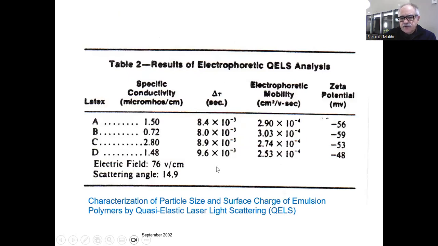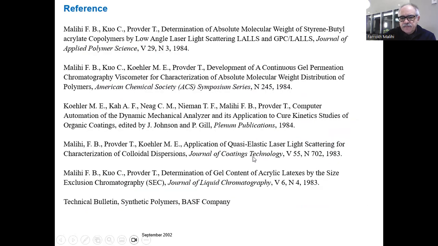And this is a summary of the result. At the end, we can determine the particle size for different samples, and we can determine electrophoretic mobility, which relates to the potential on the surface of these particles.